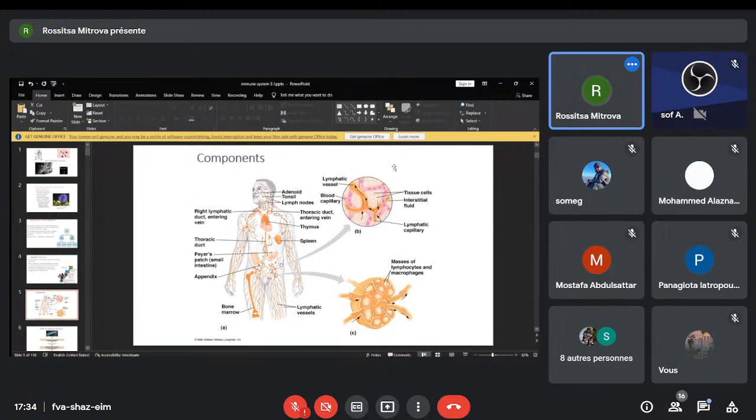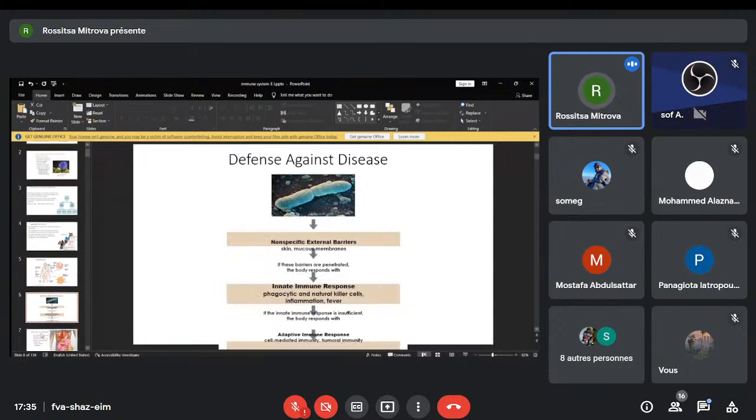Here you have the components of the immune system: the whole lymphatic system with lymphatic structures, lymphatic vessels, bone marrow where all the cells are produced, the thymus gland, lymph nodes, adenoids and tonsils, which are lymph structures, as well as some tissue cells, interstitial fluid, and all the other masses of lymphoid tissue in the intestine and some other organs.